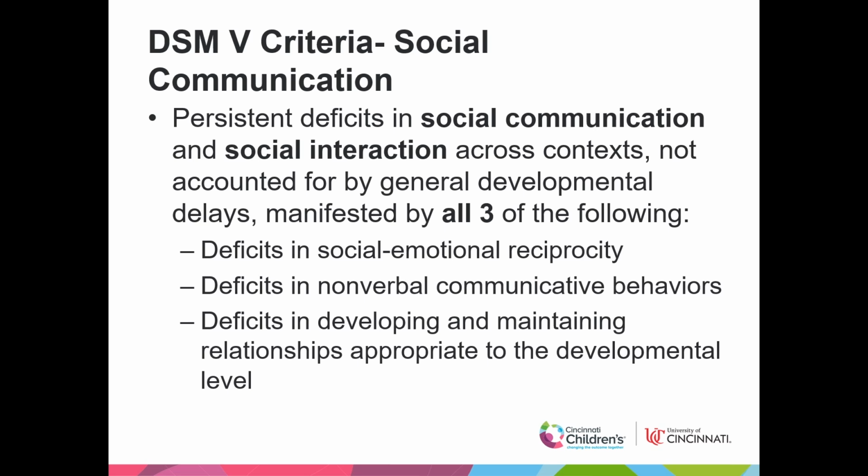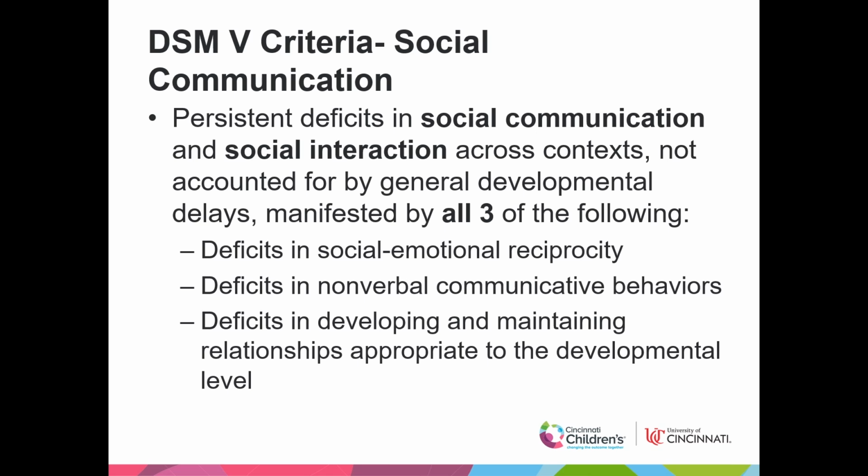So the DSM-5 criteria have changed a little bit, but it's basically deficits in social communication and social interaction. That's one of the categories. That includes things like social emotional reciprocity, nonverbal communicative behaviors like gestures, and then developing and maintaining those relationships at your developmental level.